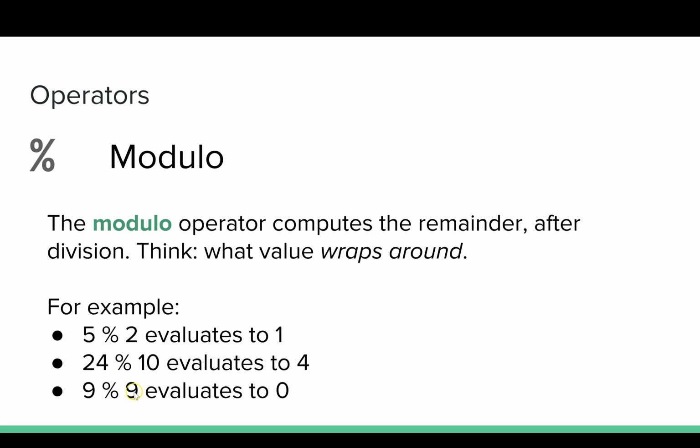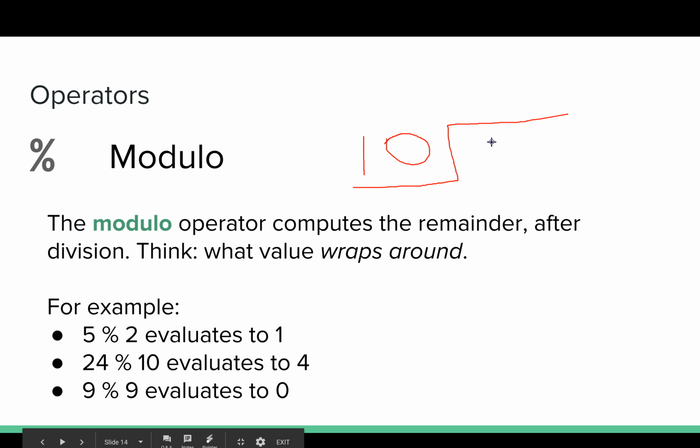And similarly, for example, we can have 10 divided by 2. Let me fix my 2. Okay. So 2 times 10 is 20. And my remainder is 4. So modulo is this 4.